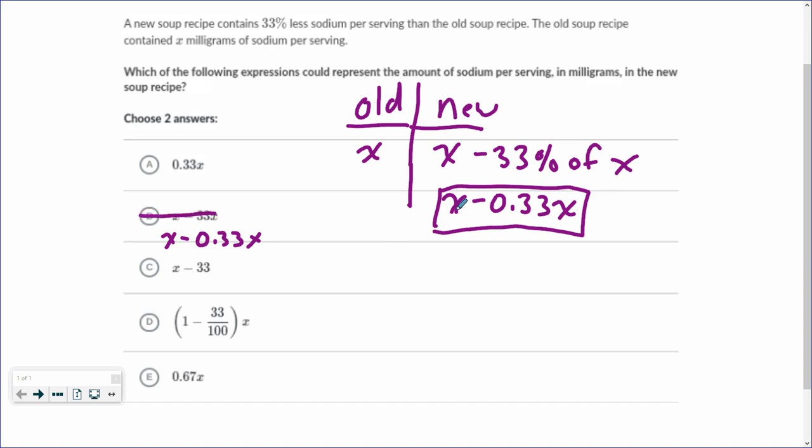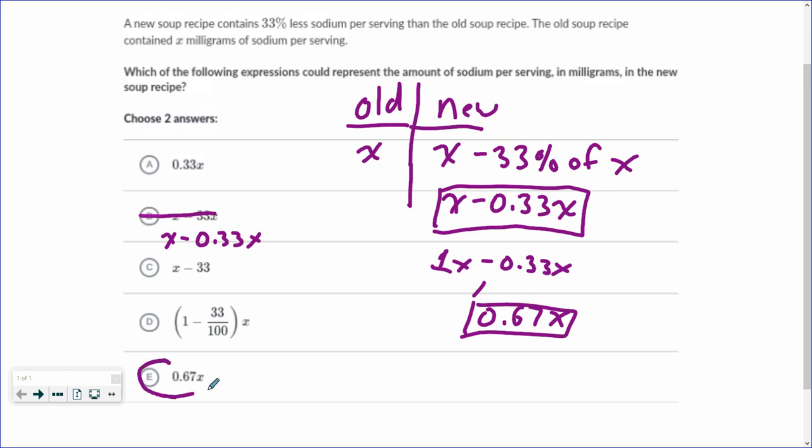All right. So let's think of other ways we can do this. X minus 0.33x. Well, if you think of it, this is 1x minus 0.33x, and you combine your like terms, we have 1 minus 0.33, or $1 minus 33 cents, which gives me 0.67x. Is that answer up there? And it turns out this answer is there. So we got one of the two answers we needed to choose.